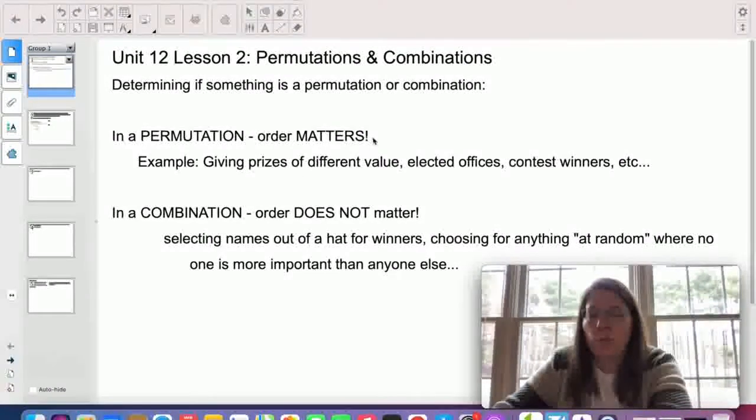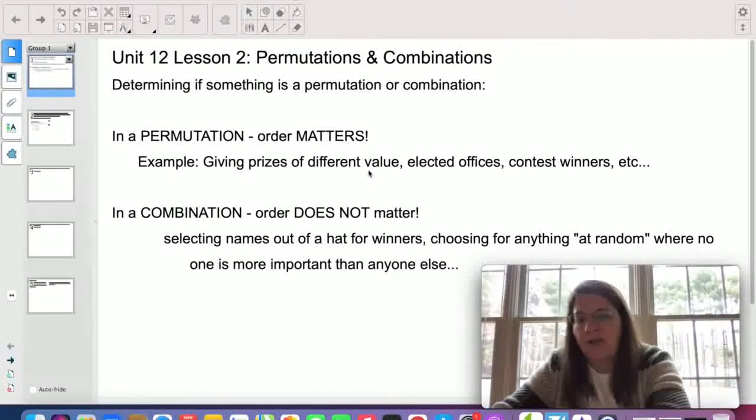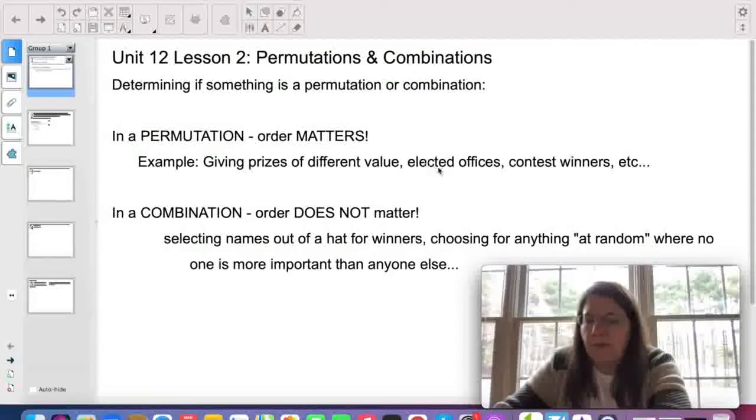So if you have a situation where the order of the numbers or the order that you decide on things matters, it is a permutation. An example of that is if you're giving prizes of different value, whoever came in first would get the highest valued prize, second would get the second highest valued prize, and so forth. If you're electing officials, of course, president is more important than vice president, and that's more important than secretary, and so on. Contest winners, first, second, third place. If you're running a race and you get first, well, you don't want the bronze medal, you want the gold. So the order in that matters.